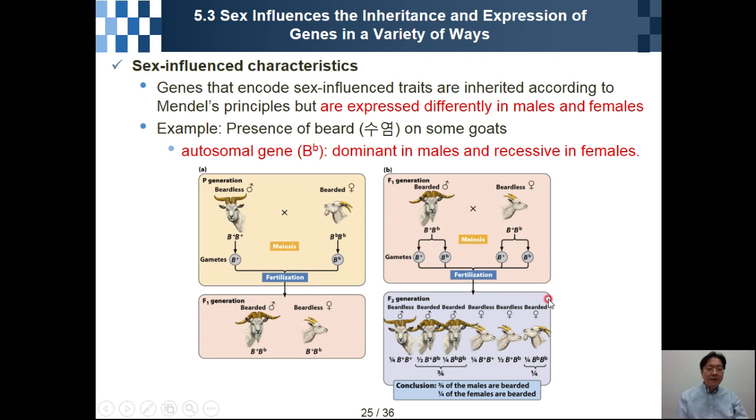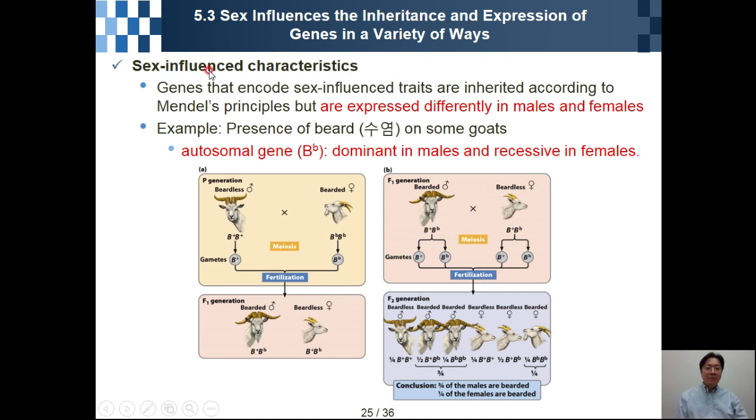How about in female cases? They only have the beard in BB. In this case, they will not have the beard, but in this one, they will have a beard like this. So the conclusion is that 3 out of 4 of the males have a beard, and 1 out of 4 of the females will have a beard. So this is the sex-influenced characteristic.